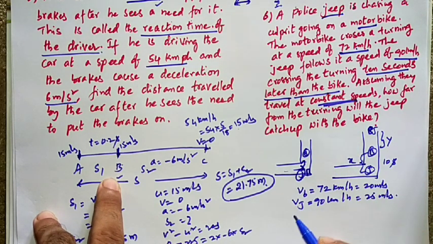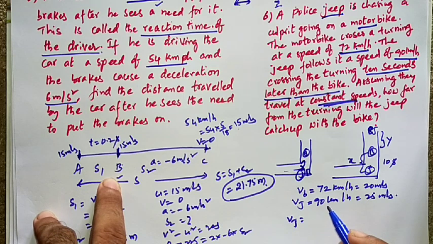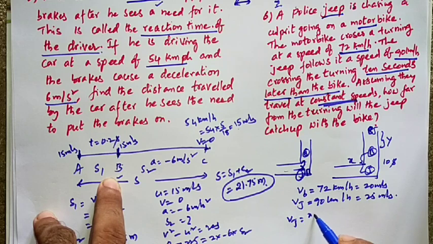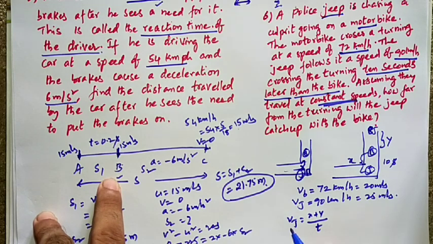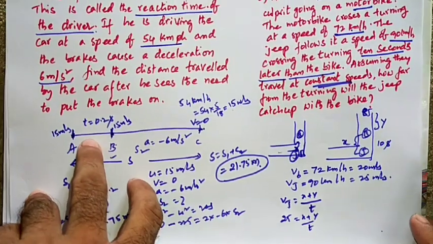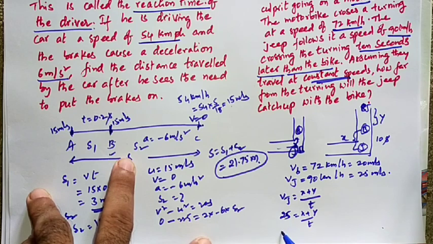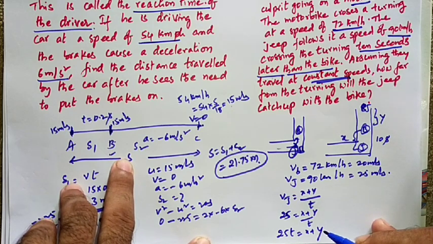Speed of the jeep is equal to distance by time. How much distance has it traveled? x plus y to catch up the bike, in time t. From this, what can I write? 25 is equal to (x plus y) by t. Yes or no? Because velocity of the jeep is 25. So do cross multiplication: 25t is equal to x plus y. Let us say this is equation 1.